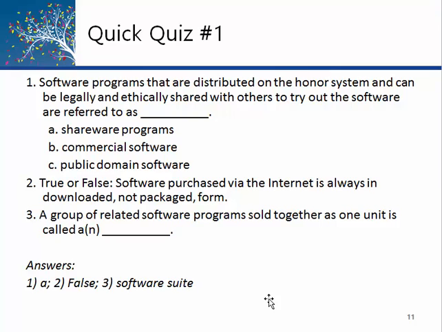Question 2, true or false? Software purchased via the internet is always in downloaded, non-packaged form. That's actually false. You can buy something through the internet and they still ship you the CDs. So you have that option when you purchase through the internet.